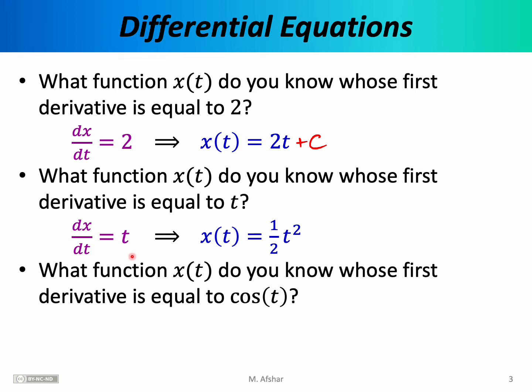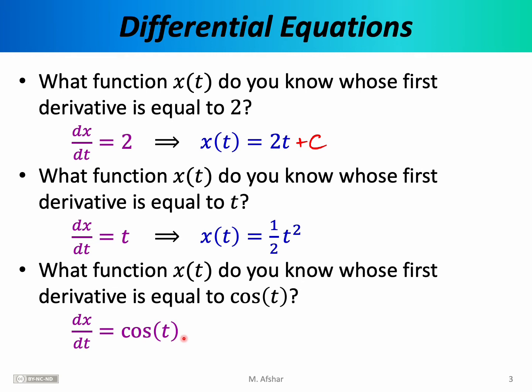Here's a slightly harder problem. What function do you know whose first derivative is equal to cosine of t? To write that as a differential equation, you would say there's a function x. When we take its derivative with respect to t, we get cosine of t. Now this one is a little trickier because the answer is not a polynomial, but at this point you maybe need to run through the catalog of functions that you've learned about. You've learned about polynomials, you've learned about sines and cosines and tangents and exponential functions and logarithmic functions.